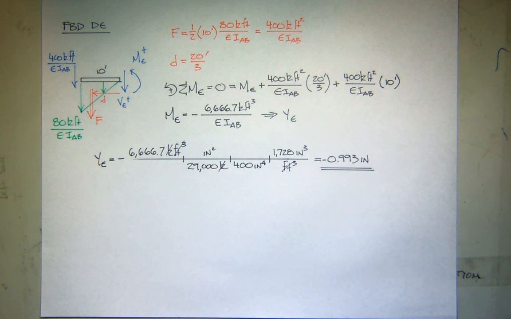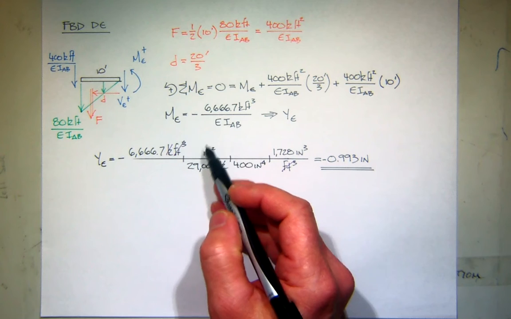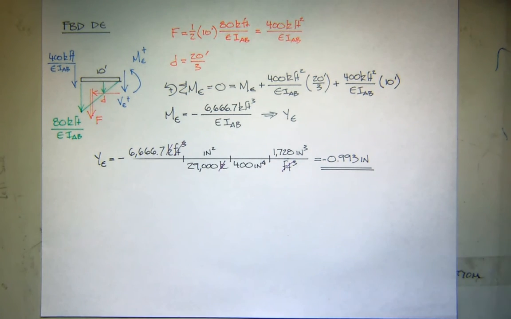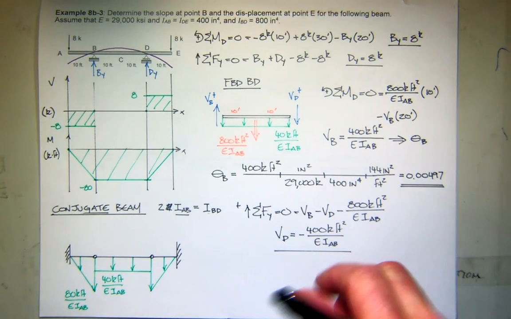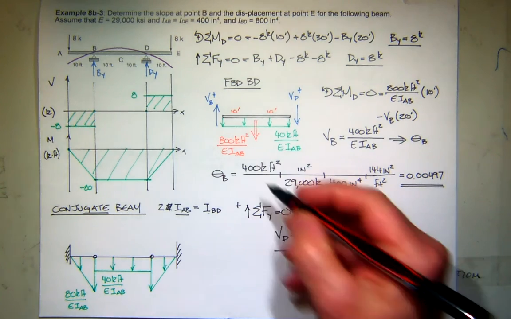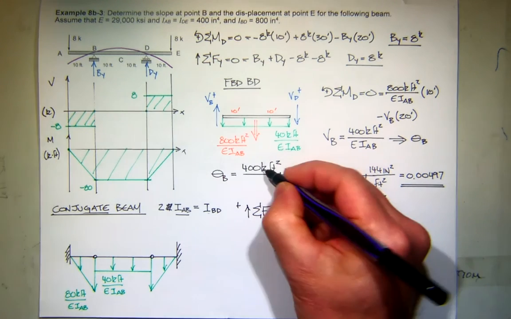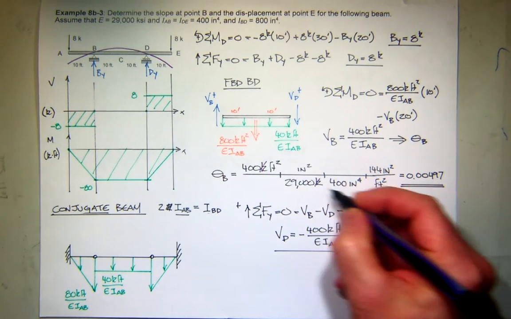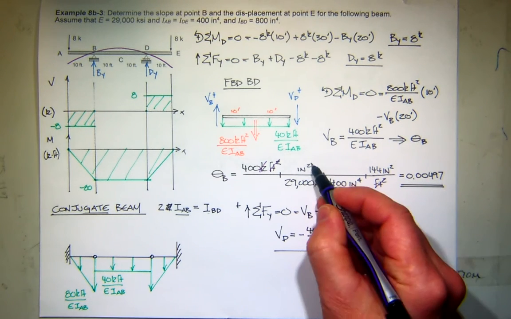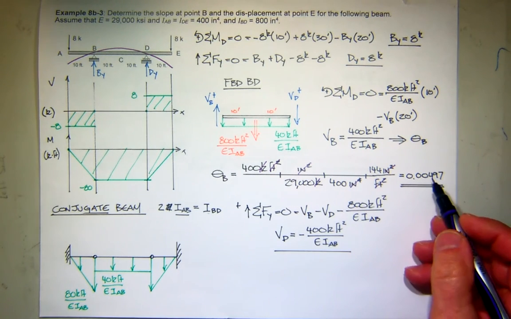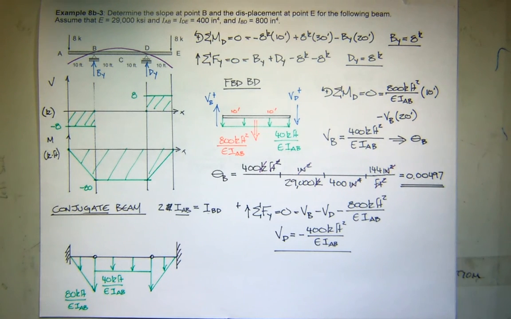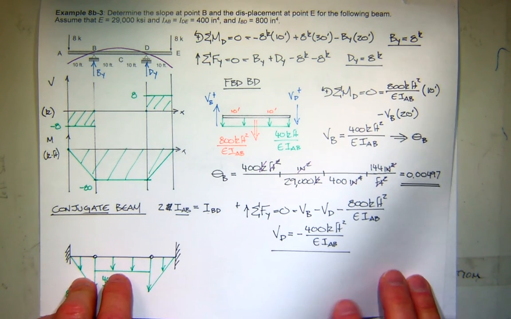Why is it in radians? The other one was in inches, right? Now, the slope comes out dimensionless. I didn't mark them off, but you'll see that kips cancel kips, feet squared cancels feet squared. I got inches to the fourth over inches to the fourth. There's no unit. So, in this case, it'll be in radians. That's pretty small, too. 5/1000ths of a radian. That's pretty small.